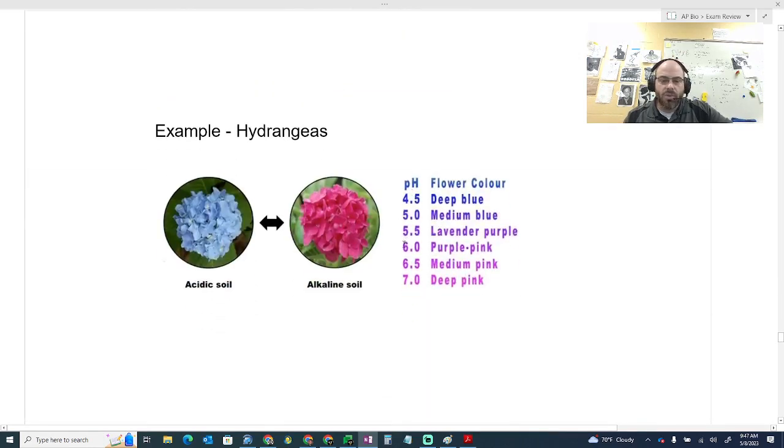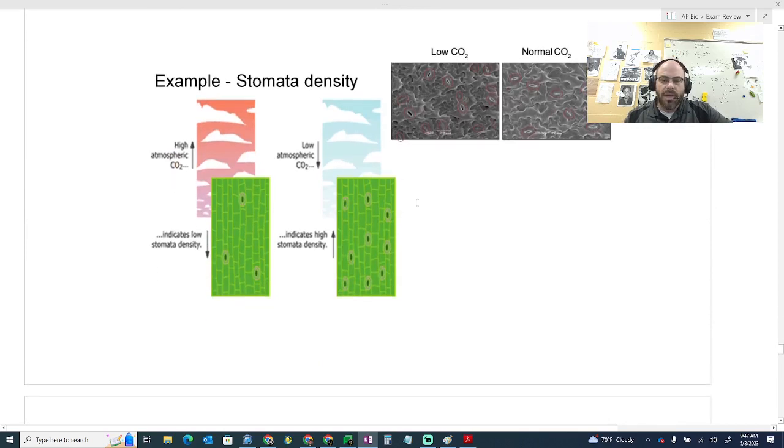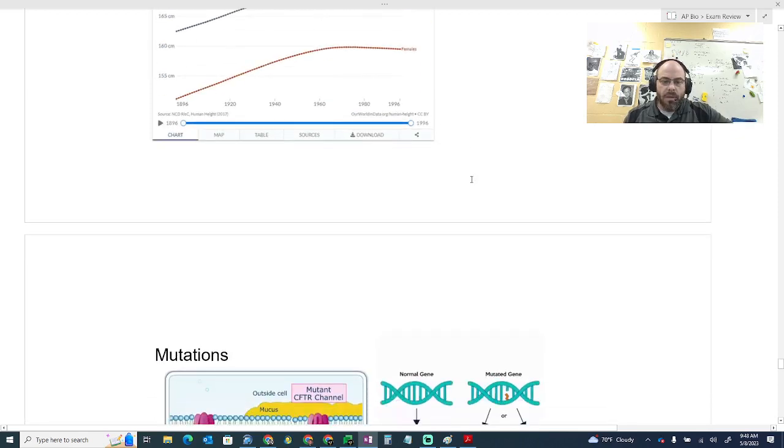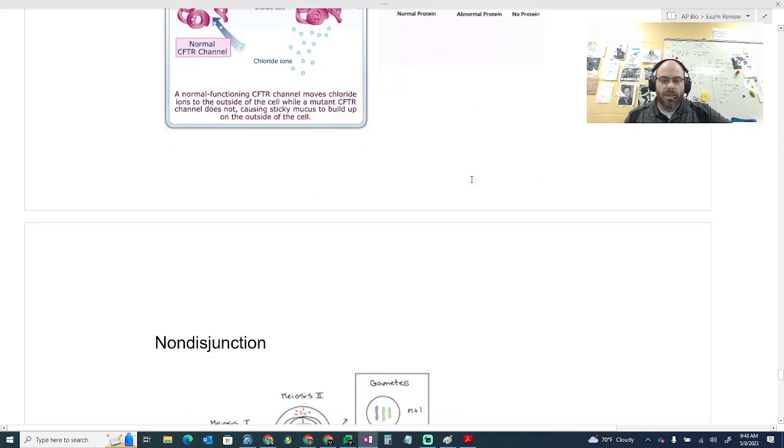Hydrangeas, the pH of the soil. Stomata density has to do with the amount of CO2 available. Average height in the world: what's the difference between 1896 and 1996? Grocery stores, literally. The availability of food and healthcare is going to change the average height of people significantly. What are some other things that can change this?